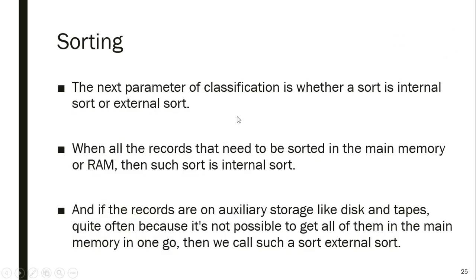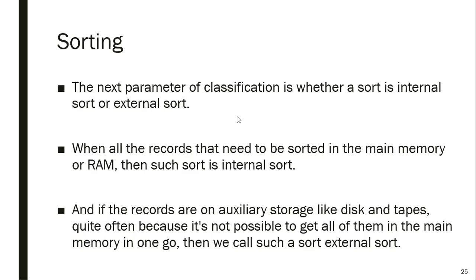Now there is another parameter of classification, and that is whether a sort is an internal or external sort. By internal sort we mean that when we are sorting something, all the values were loaded into RAM. If all the values were loaded in the main memory and then sorting was done, that is called internal sorting.